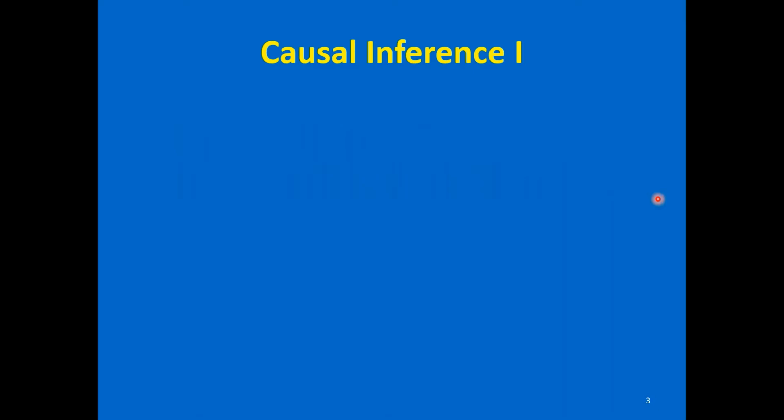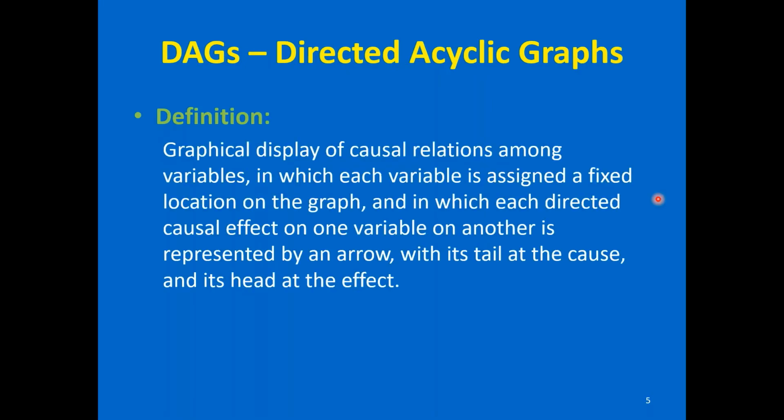I'm going to talk about two things, something called DAGs, or directed acyclic graphs, and confounding. I'm going to start with the definition of the directed acyclic graph. These are graphical displays of causal relations in which each variable is assigned a fixed location on the graph and in which each directed causal effect of another variable is represented by an arrow with its tail at the cause and its head at the effect. In a couple of slides, I'll show you why this is really important.